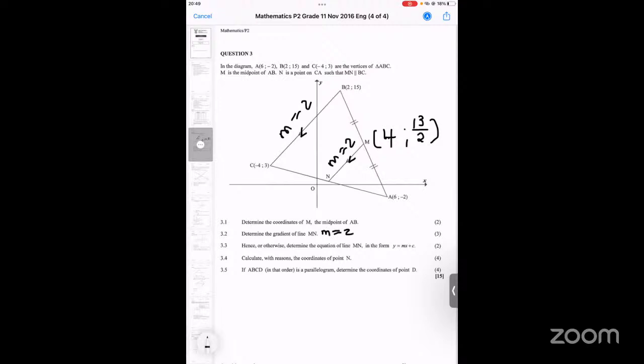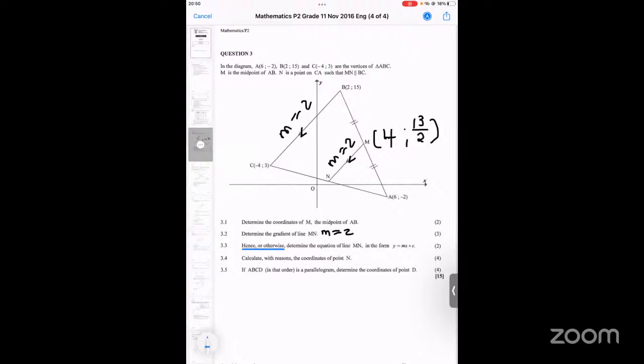Now they say hence or otherwise. These two words are very important, honorable members. Hence or otherwise simply means you might need to refer to the previous answer that you got, or what you have worked on previously. It may assist you to answer this specific question.